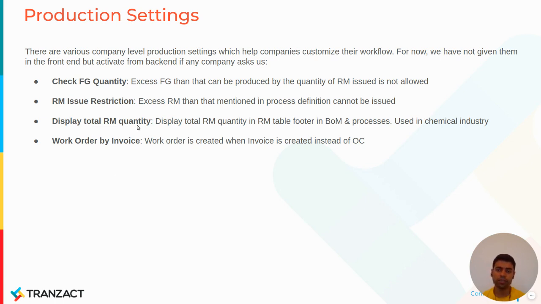And finally, if certain companies want to show a total RM quantity in the bill of material in a process order, they can see it. Typically it is used in the chemical industry, where they want to see that, for making a particular 10 liters of finished good, you need 5 liters of RM1, 2 liters of RM2, and 3 liters of say RM3. They want to add and see whether the 10 liters is matching or not. Typically this only happens when all the raw materials are in the same unit of measurement, otherwise it won't make sense. So this is another setting that you can switch on. That's all from the production module.